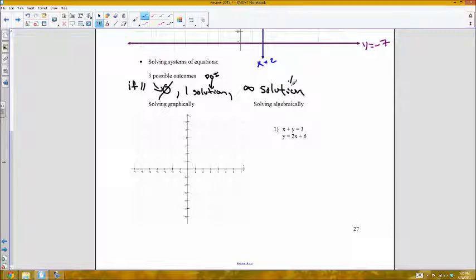And when you have infinite solutions, if they turn out to be the same line, those lines actually are two ways of writing the exact same expression, you will get infinitely many solutions, which is pretty much every point on the given line.